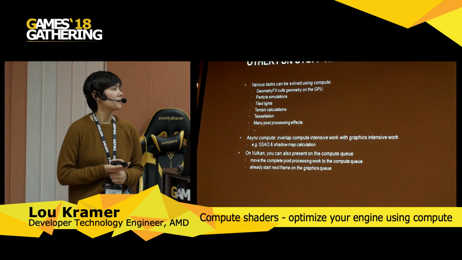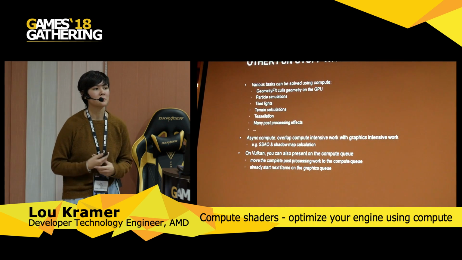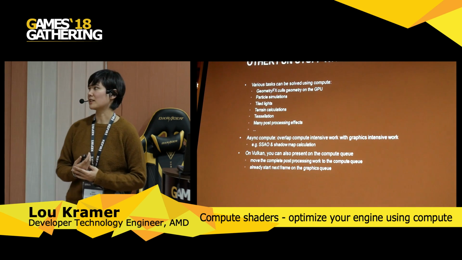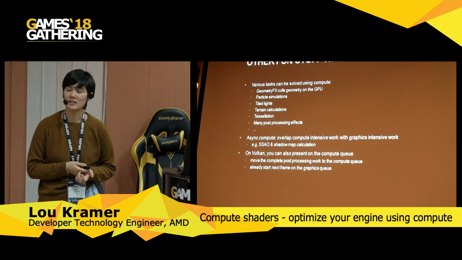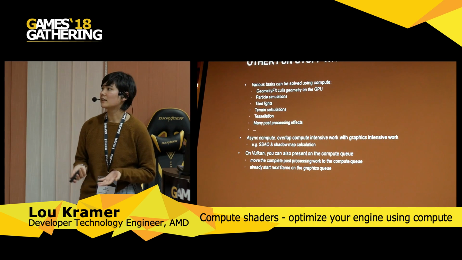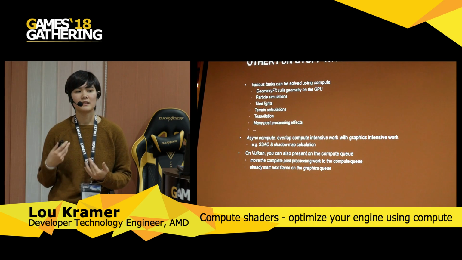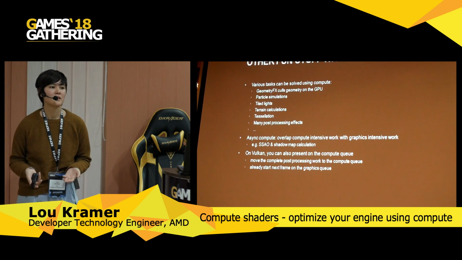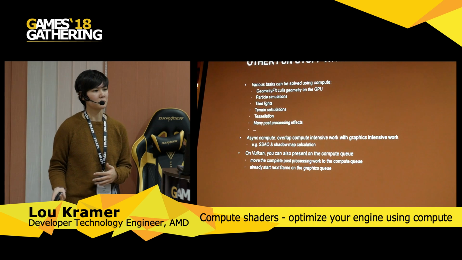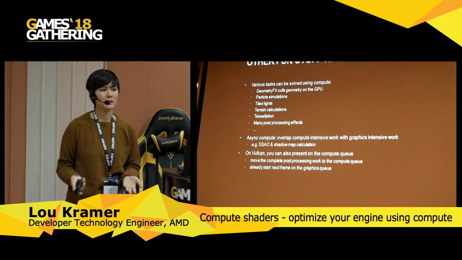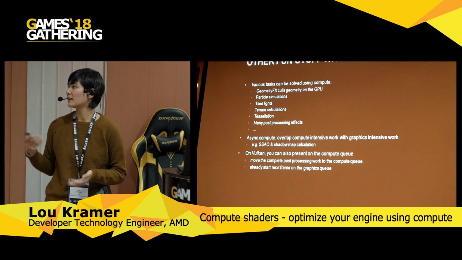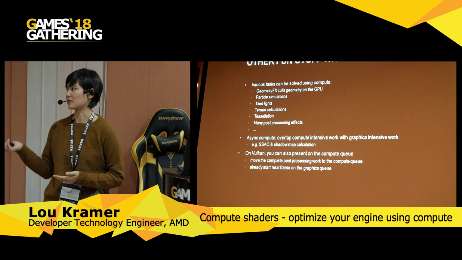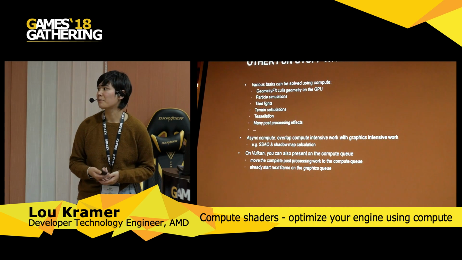Okay, but computers can, of course, also be used for other stuff. So for example, you can call geometry on compute shaders. You can do particle simulations. You can do tiled lighting, terrain calculations, tessellation, and many, many post-processing effects. So basically, all the full screen effects can be just ported to compute shaders, because you don't really need the graphics pipeline. You just save the work the vertex shader is doing by a full screen pass. You can just invoke a compute shader.